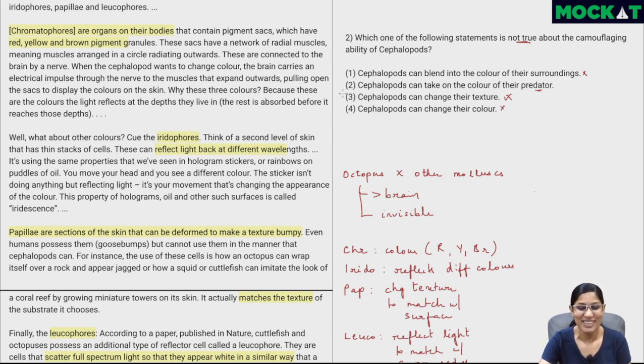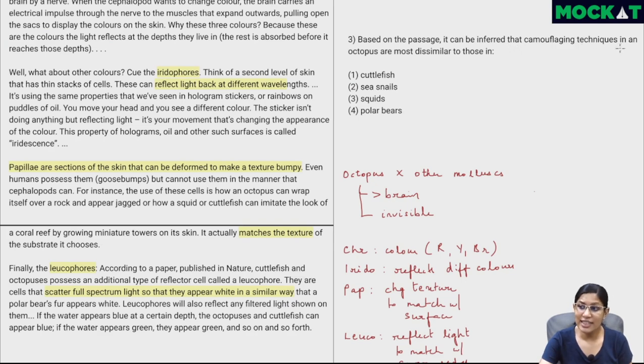It also does not seem to be a great strategy, but anyway, since it's not given, this would be the right answer. Based on the passage, it can be inferred that camouflaging techniques in an octopus are most dissimilar to those in... So we had a few examples of how their camouflaging technique is similar to some other animals. So we can just find those animals and eliminate those options.